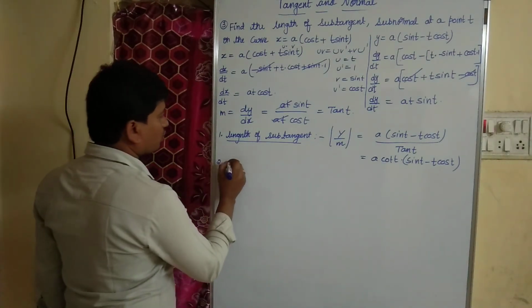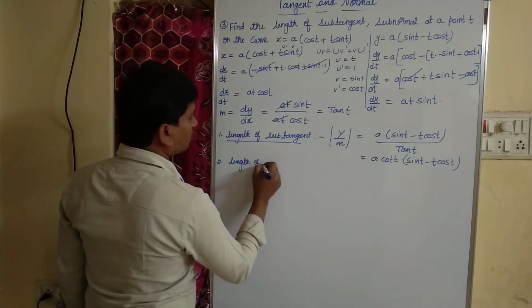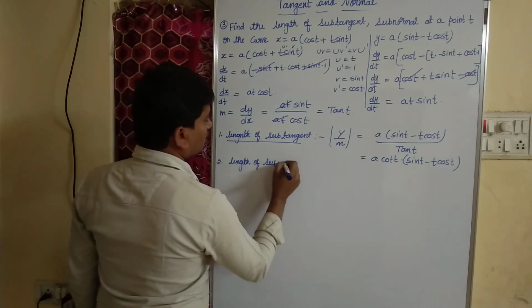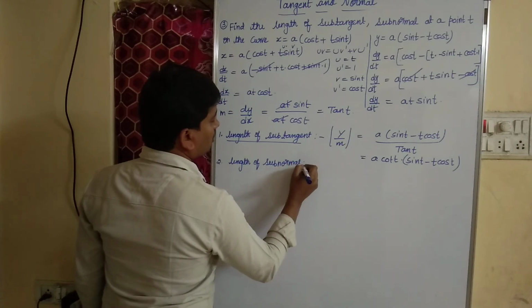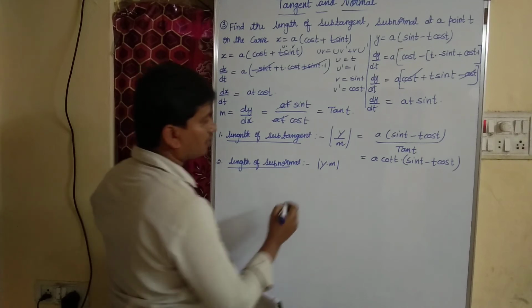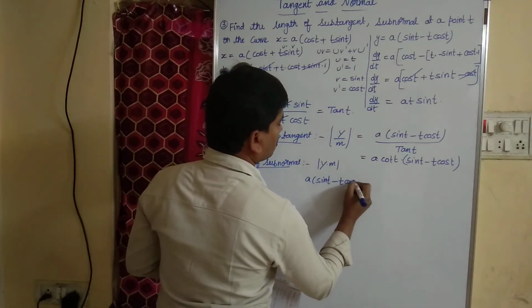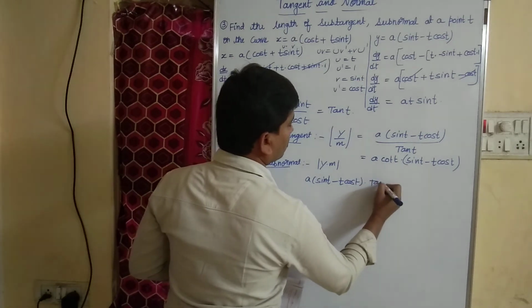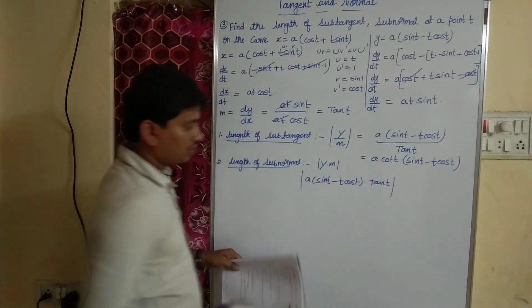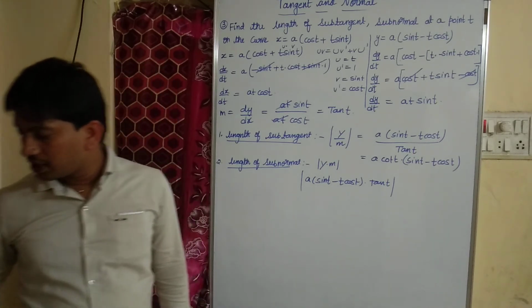So what is our second question? Length of subnormal. Formula is modulo of y into m. So y is a into sin t minus t cos t, into m is what? Tan t, right? So the answer is a into sin t minus t cos t into tan t.